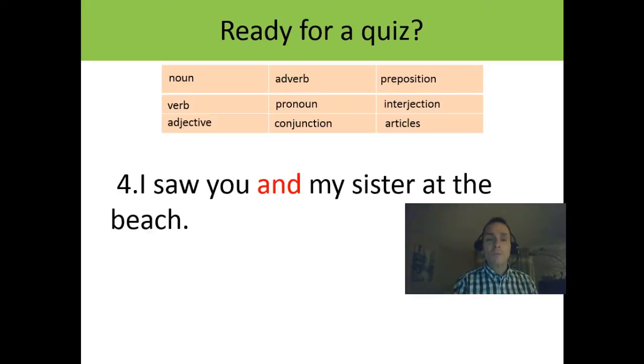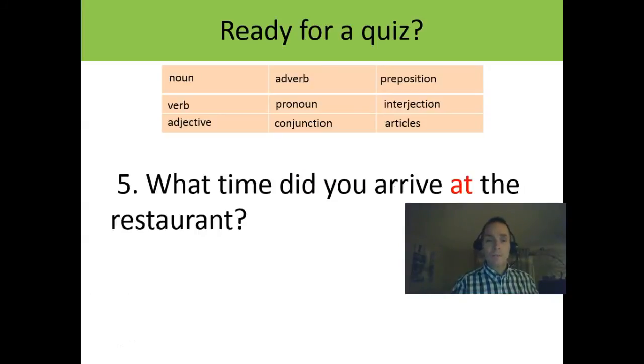Number 4, I saw you and my sister at the beach. So that word is joining different words together, so that is a conjunction. Now, number 5. What time did you arrive at the restaurant? Now, that's a short word coming before a noun, and we would call that a preposition.